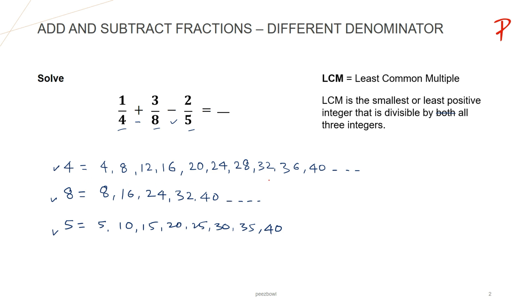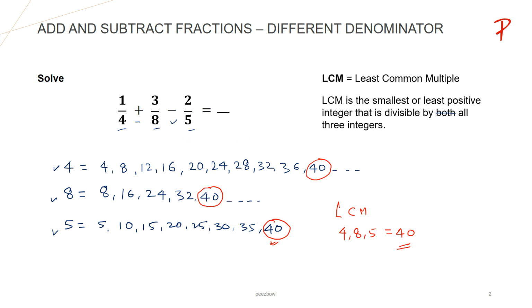So for example, in multiples of 4, in multiples of 8 and in multiples of 5, I see 40 is common in all three multiples. And this is how we find out the least common multiple. So we can say LCM of 4, 8 and 5 is 40. Now I need to convert all three fractions, that is 1 by 4, 3 upon 8 and 2 upon 5, in such a way that the denominator of all three fractions will come as 40.